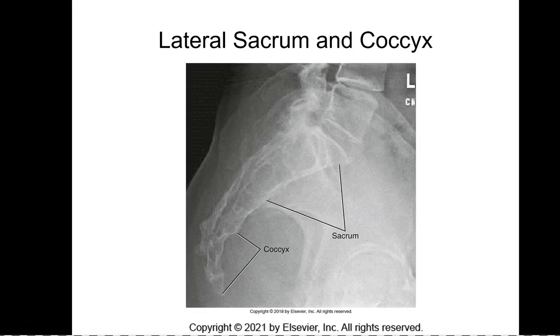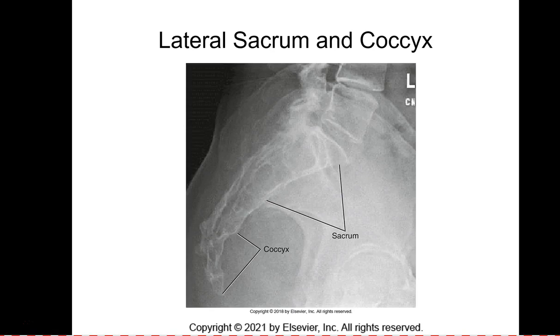All right, let's take a look at this lateral sacrum and coccyx x-ray. You can see that the sacrum appears much larger than the small coccyx, and notice how the sacrum is angled posteriorly, and remember that's why it needs a cephalic tube angle when you're doing an AP. The angle of the sacrum posteriorly is generally greater in women than in men, and that's probably related to the need for more space in the birth canal.